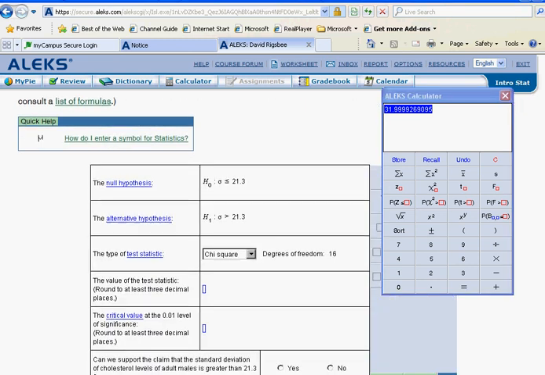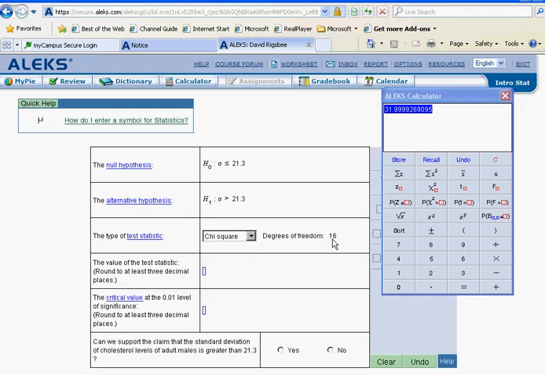It is a chi-square with 16 degrees of freedom. The critical value, and I'll go ahead and put that in now, is 32.000. And now we need to go back over here and calculate our test statistic. So let's go back and do that.